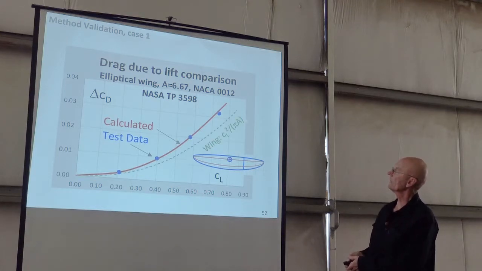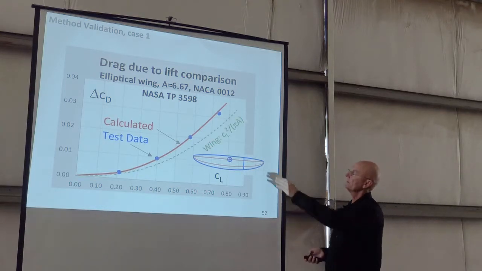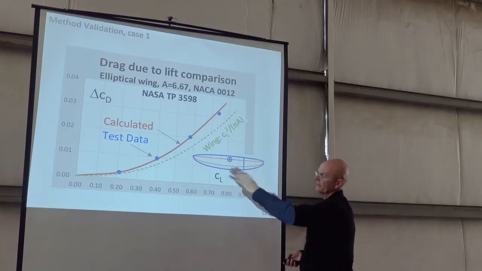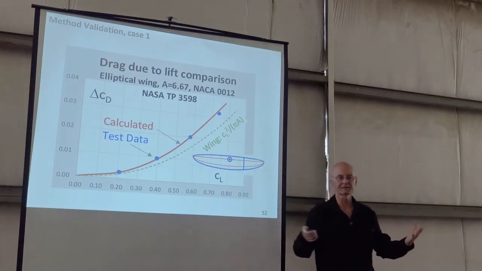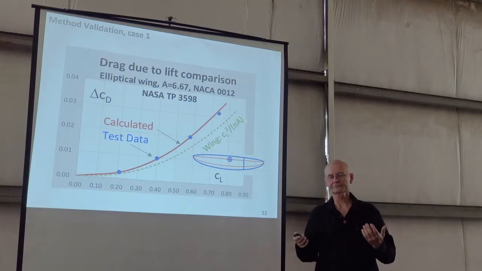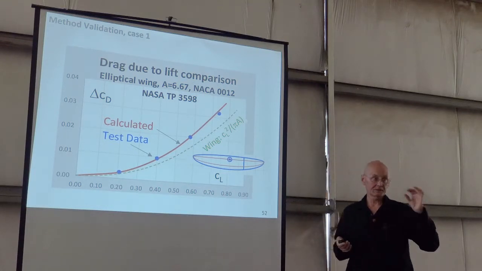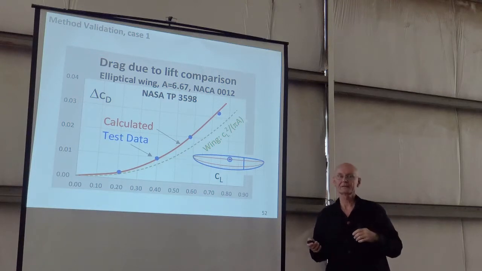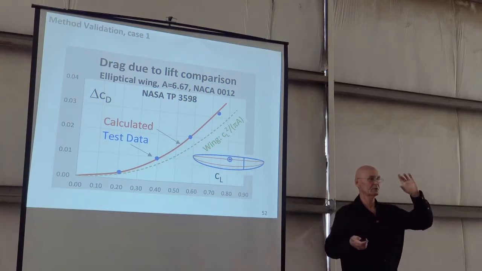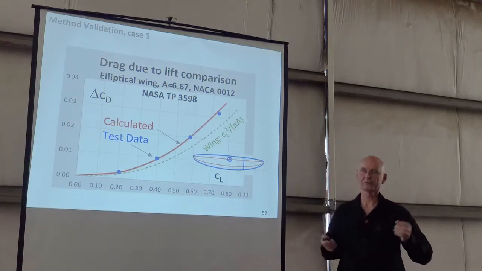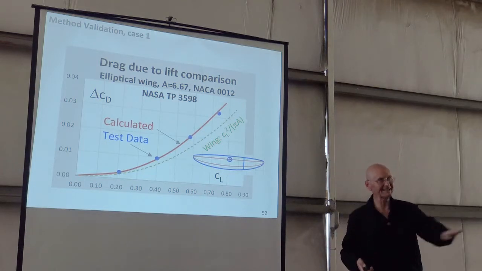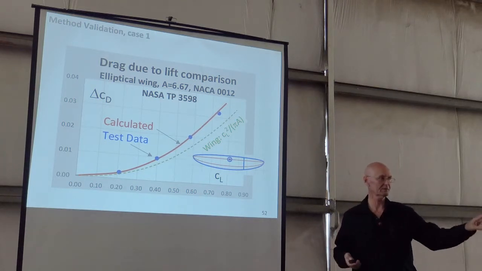Okay, so here's now one thing that I want you to see here. Here's the CL squared over pi A. The dashed green line is Prandtl's pure formulation for just the drag due to lift of the elliptical wing. Now we have to add the profile drag of a NACA 0012 section. How many people have a copy of Abbott and Doenhoff, the blue book on airfoils? Okay, in that you can go and look at the NACA 0012, and you will see that it is almost a parabola, okay, as we talked about earlier.